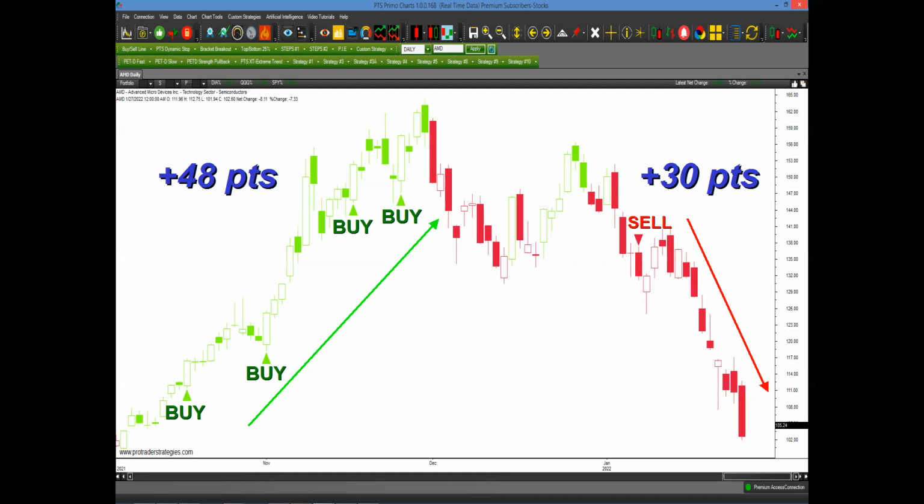Let's say you only captured a third of that. Would you be happy with 25 points? You see, you don't have to capture everything. If you take a nice piece or a nice chunk, a little golden nugget out of these moves, you can still have some really consistent trades. 25 points in 2 or 3 months, that's not a bad little trade there.